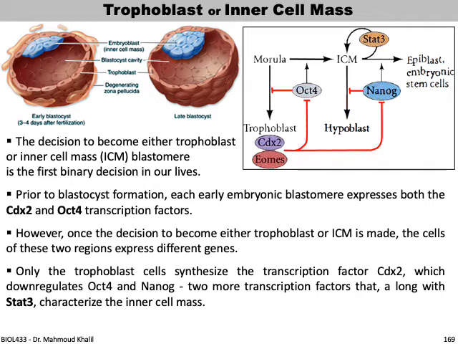So again, once cells are differentiated into trophoblast, they have CDX2, which downregulates two important genes, OCT4 and NANOG. OCT4 and NANOG promote the differentiation into ICM and soon after into the epiblast and the hypoblast. And the gene characterizing the ICM cells is STAT3.